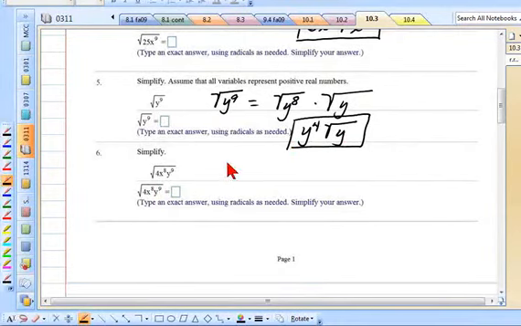And number 6, I have the square root. Let me scoot this over. I have this, got to find a good spot. The square root of 4x to the 8th, y to the 9th.